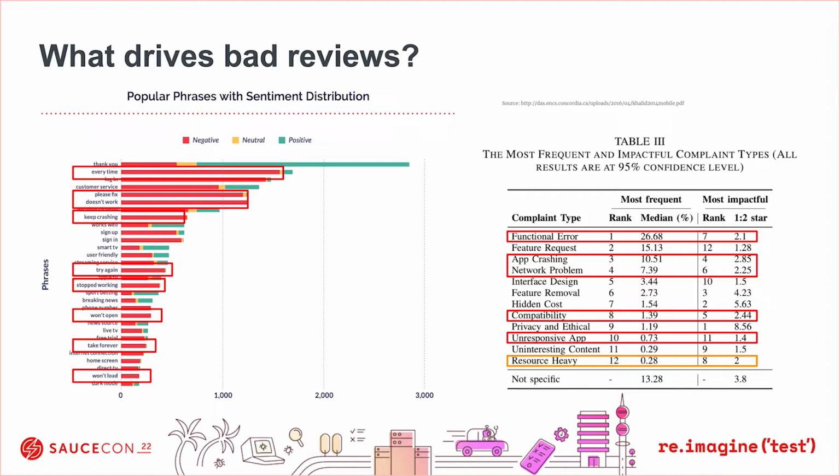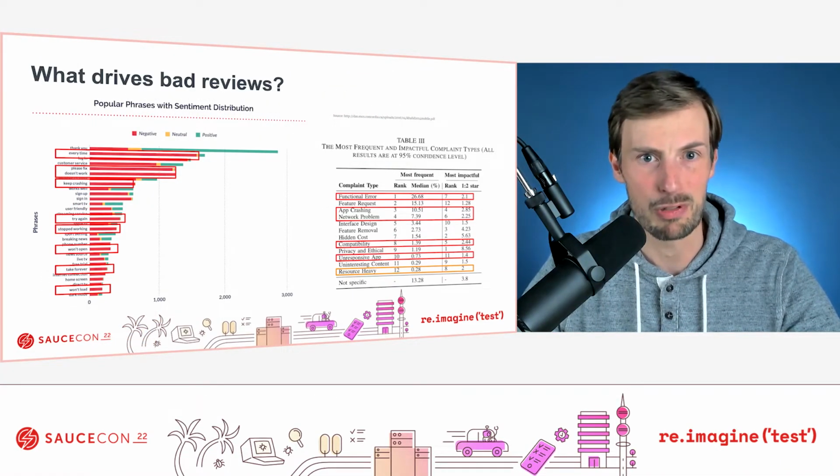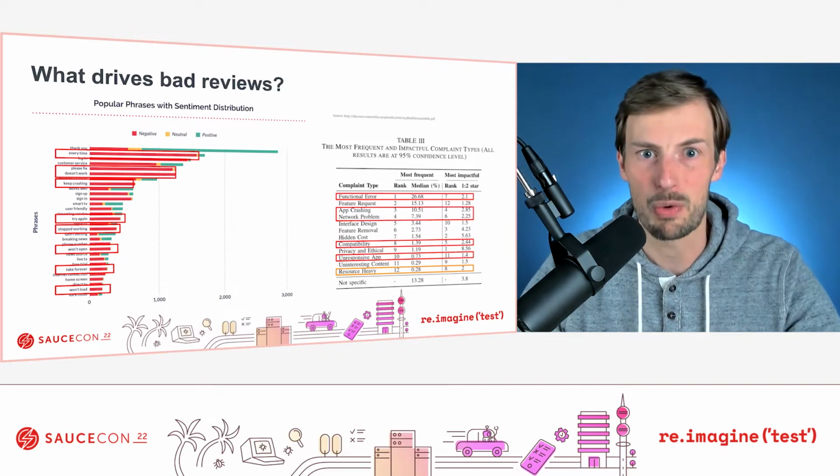So whenever you see the red bar, that tends to be a negative review. And we see things like every time, please fix, doesn't work, keeps crashing, try again, stopped working, won't open. So you kind of see what the theme is here. People are writing bad reviews because their app doesn't work. Now, that's probably not really what you want. You probably have different support channels, and this is where the poll that's running comes in.